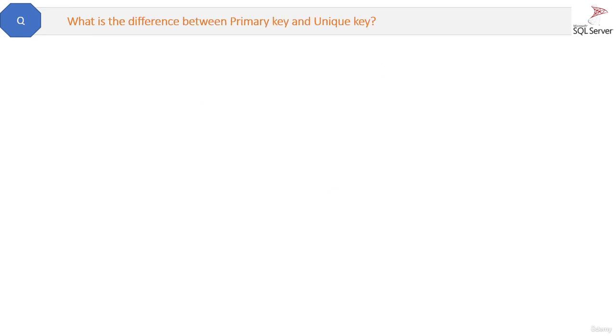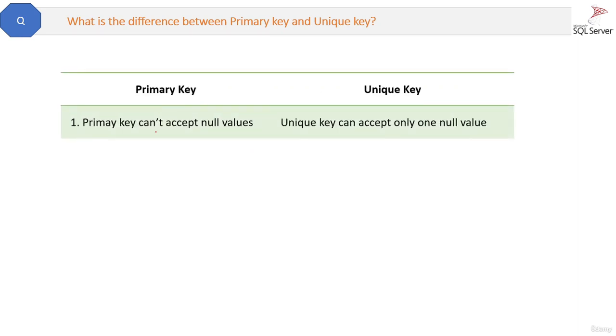What is the difference between primary key and unique key? Alright, simple question but asked in many interviews. First thing is, a primary key cannot accept null values, okay? Whereas a unique key can accept only and only one null value.